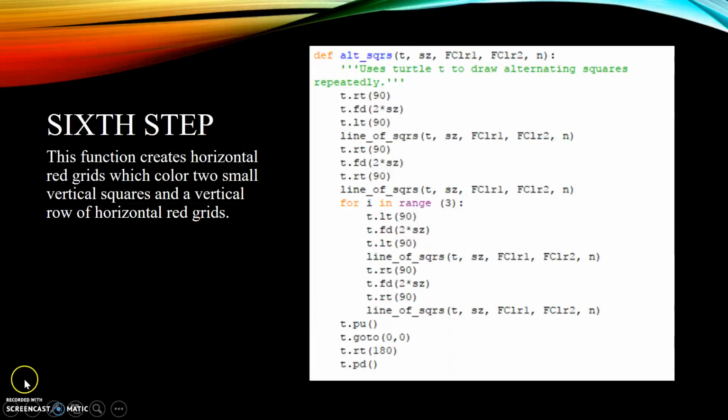So it uses turtle T. So we're using this one, and then the parameters include test, which is the turtle's name, and then size, that's what size we want each tiny bit of the square. And then this is the first color, the second color, and how many squares we want per line. And so we're saying it uses turtle T to draw alternating squares repeatedly.